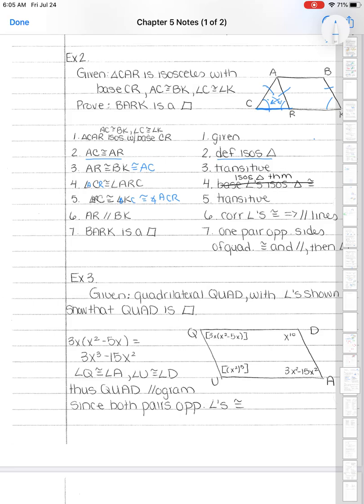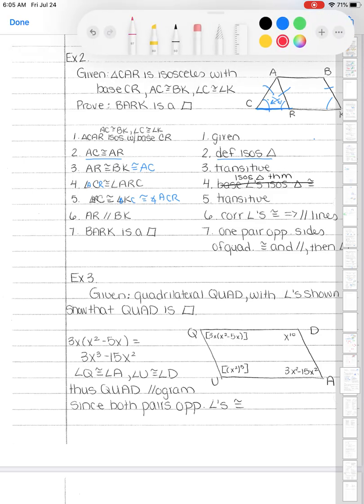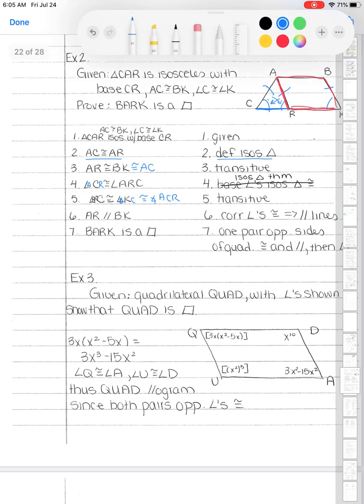We've already said that angle C and K were congruent. So if we're now adding R into the mix, you want to make that connection there. So I'm going to say angle ARC is now congruent to BKC, which is now congruent to ACR, again, by the transitive property. You're linking two congruent statements to make a congruent statement.